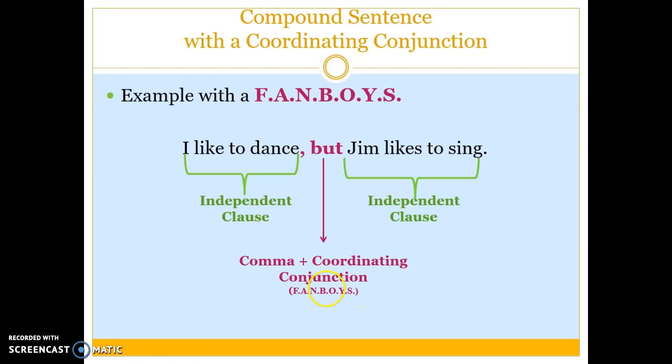In the green, you have independent clauses. I like to dance. Jim likes to sing. You can join them together with a comma and one of the FANBOYS. This one we're using but, comma plus coordinating conjunction. Put it right in the middle of 2 simple sentences and you have a compound sentence.